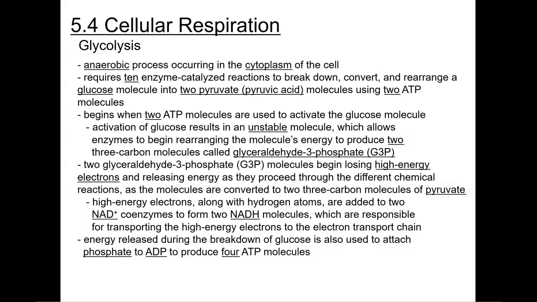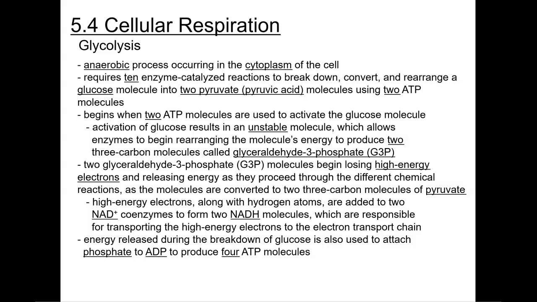This requires 10 enzyme-catalyzed reactions to break down, convert, and rearrange glucose molecules into 2 pyruvic acids. During this process, it has to start off by using 2 ATP molecules, so it requires energy to even start this process. It begins with the 2 ATP molecules that activate the glucose molecule. Once you activate the glucose molecule, it results in an unstable molecule, which allows these enzymes to begin to rearrange it. It then produces those 3 carbon molecules called the G3Ps.